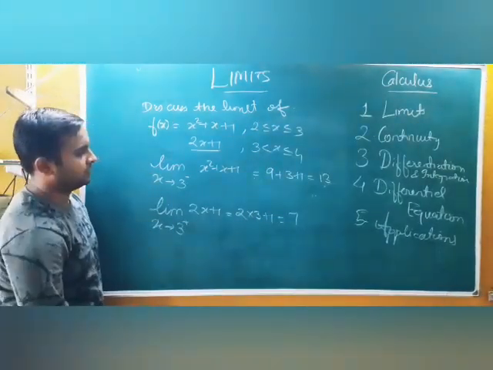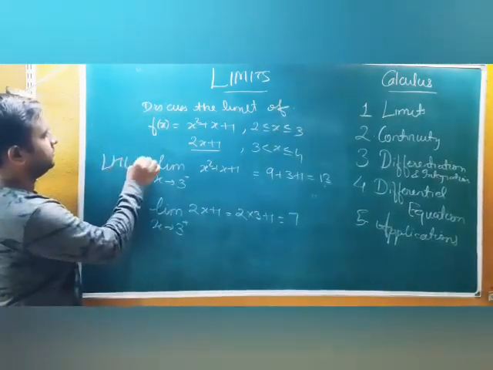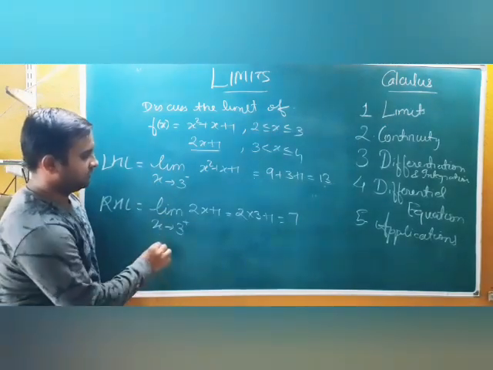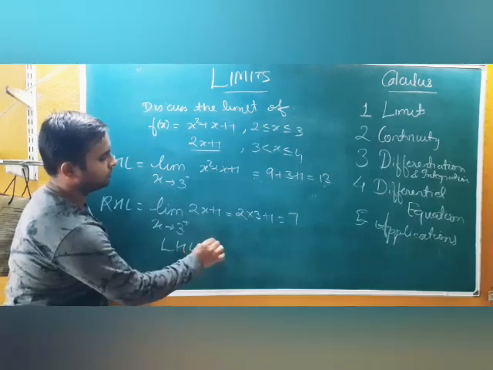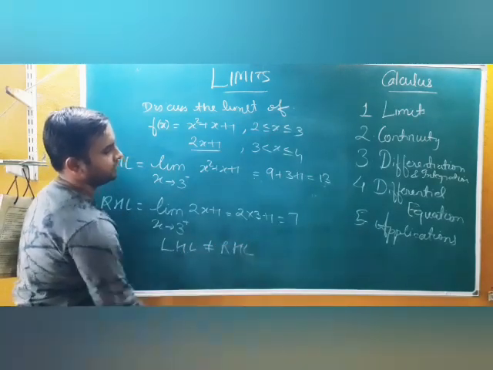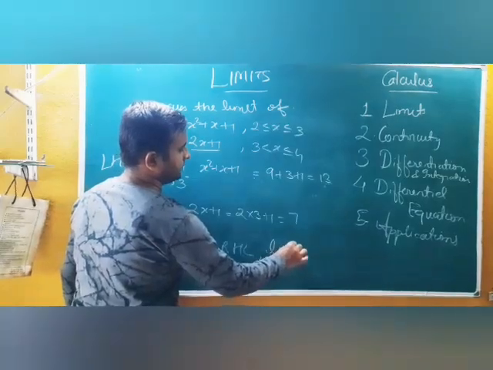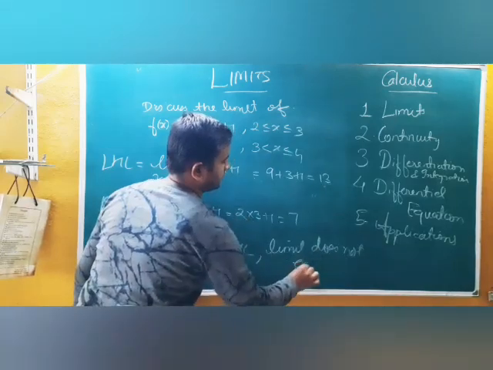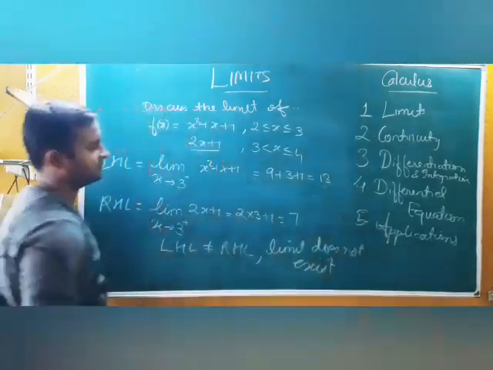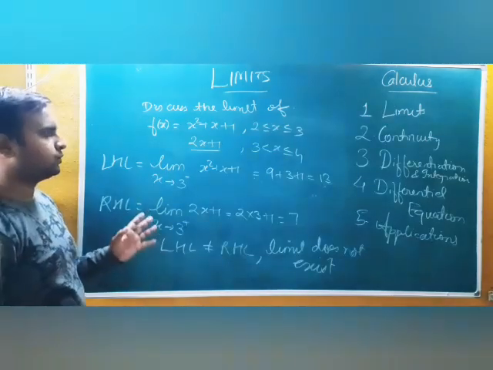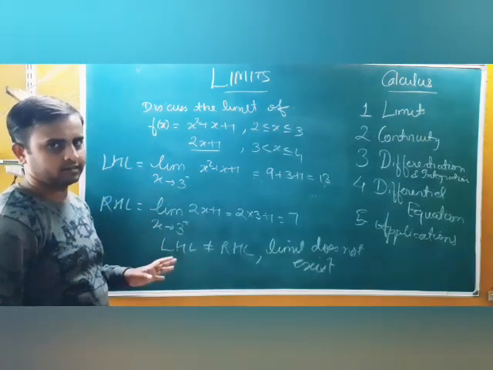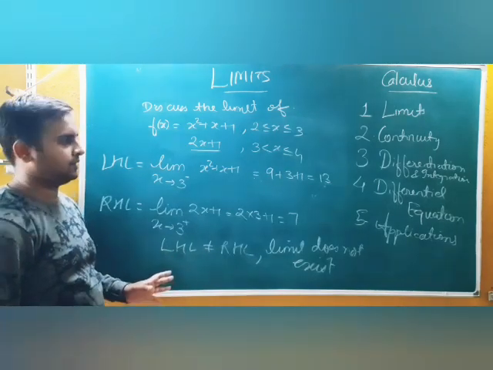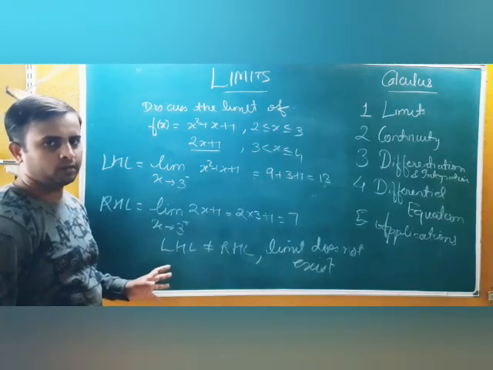Now what can we say? This is your left hand limit and this is your right hand limit. As per the rules, left hand limit is not equal to right hand limit, and hence limit does not exist. Correct? You will have to solve in your exams like this, and this is a very important question for your entrance examinations. Again I am repeating. Cool? Note it down.